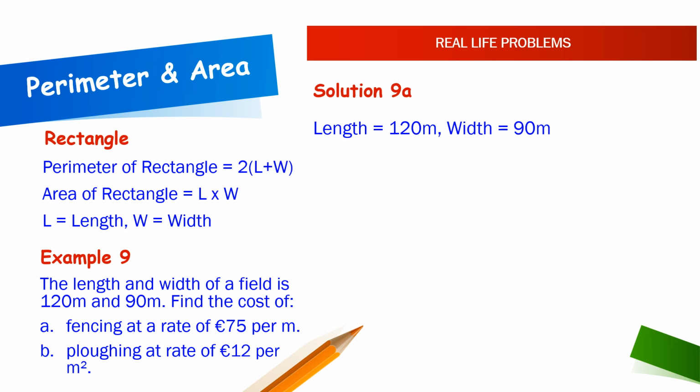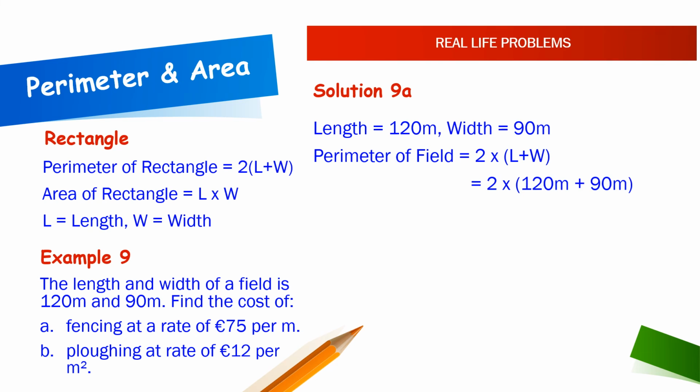So let's solve this. We're going to begin by solving Part A and writing out the key points. We have that the length equals 120 meters and the width of the field is equal to 90 meters. From our formula, we have that the perimeter will be 2 times (length plus width). So plugging in the values, length equal to 120 meters and width equal to 90 meters, we have that the perimeter equals 2 times (120 meters plus 90 meters), which is equal to 420 meters.